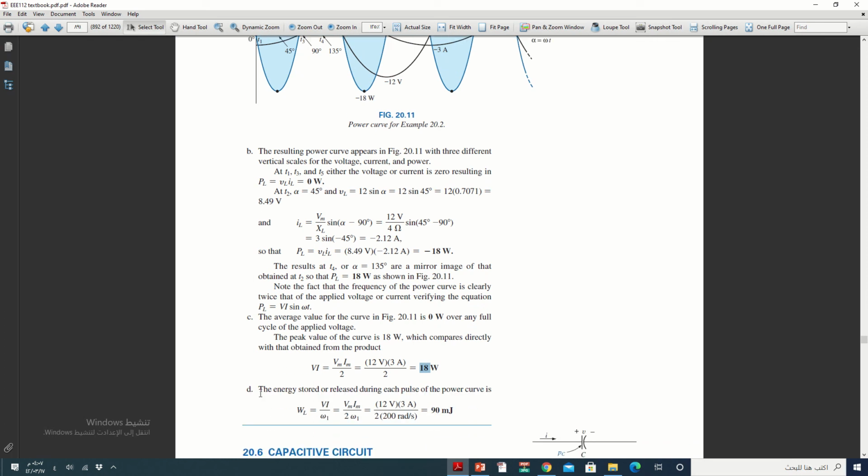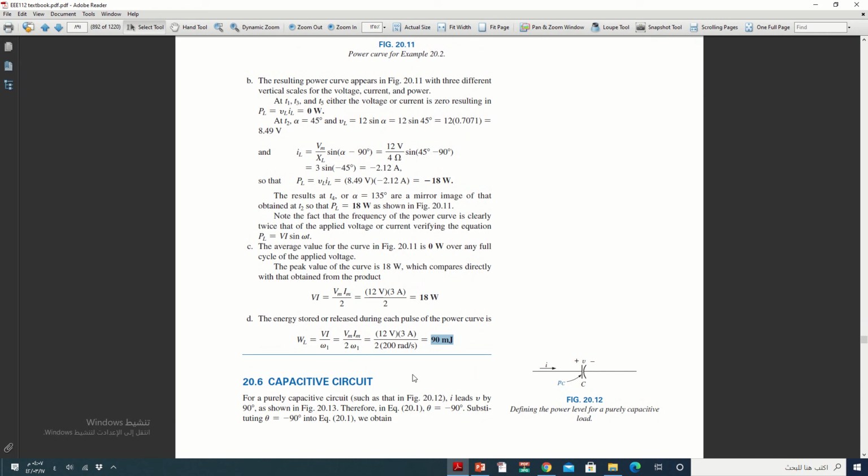For the last part, the energy stored, we will use VI divided by omega, and VI RMS we convert to peak. V peak multiplied by I peak divided by 2 multiplied by 200, it becomes 90 millijoule.